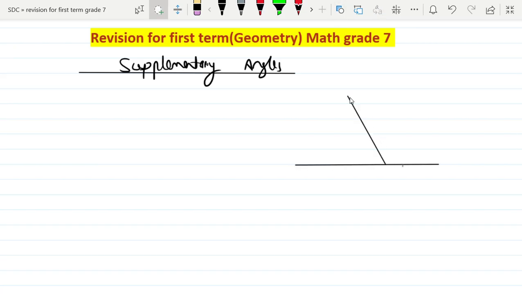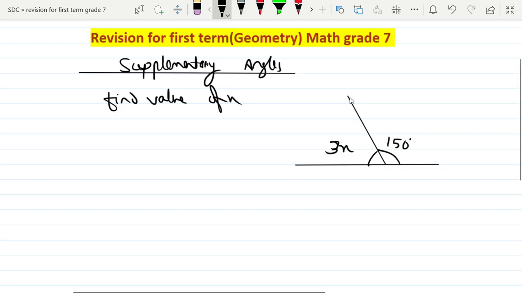Okay, so here I'm keeping this angle as 150 degree, and this angle I'm keeping 3x, right? So the question is, find the value of x. These 3x and 150 are angles on a straight line, so their sum should be 180 degree.